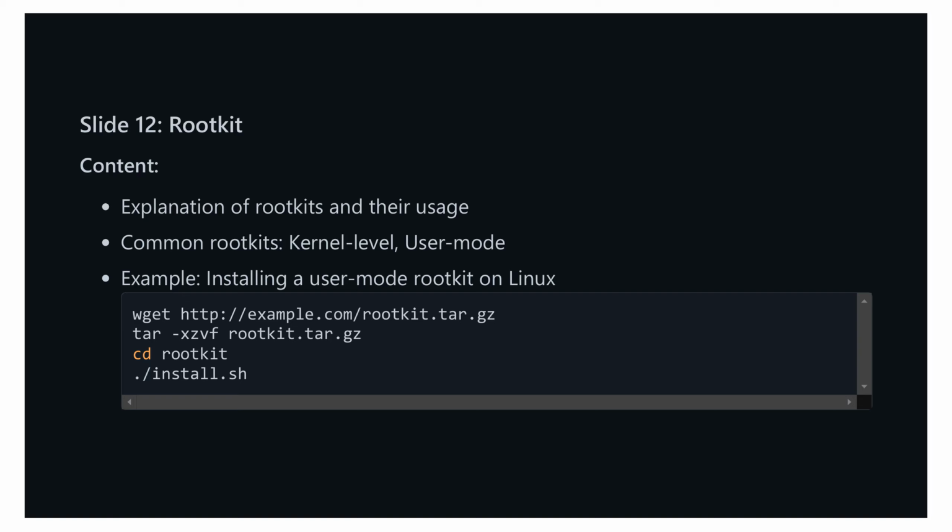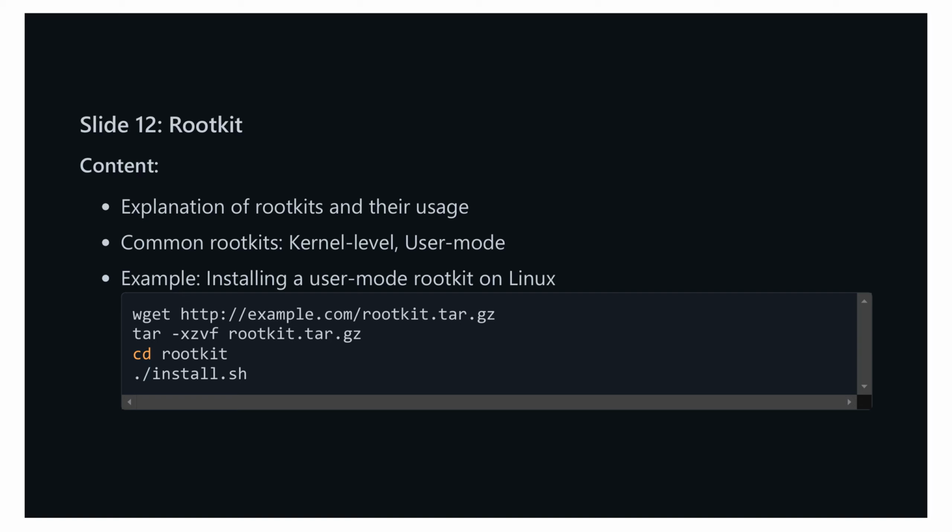While they are easier to detect because they operate at a higher level of the operating system, they still pose significant threats. These rootkits usually replace system files with malicious versions, which can be harder to spot if not checked carefully. Let's look at an example of installing a user mode rootkit on a Linux system, which is often accessible through common command line tools.